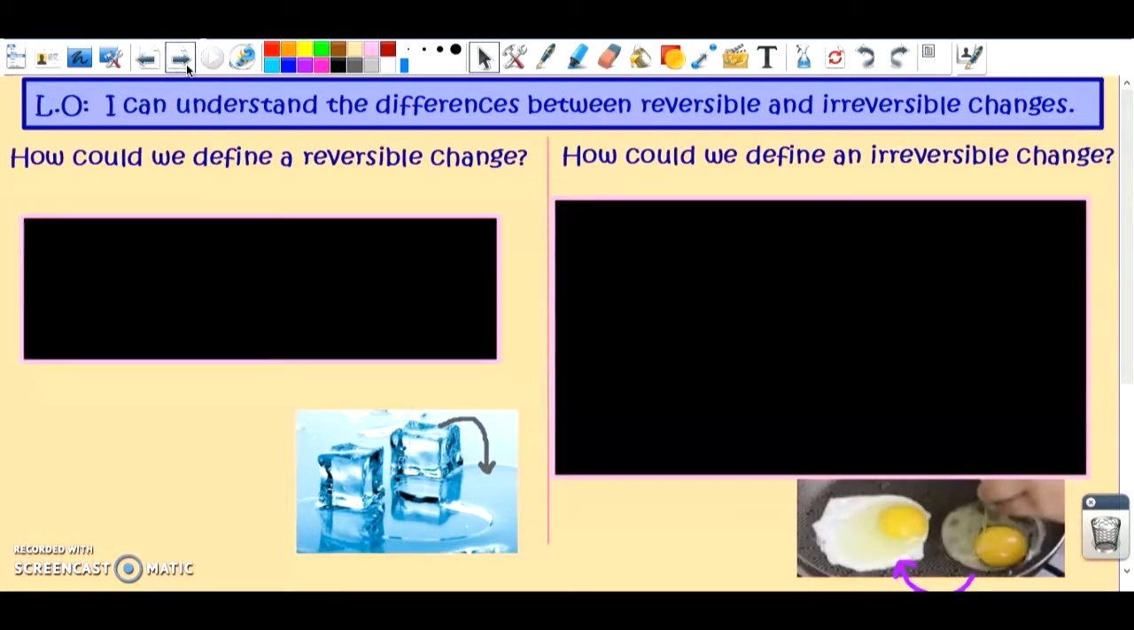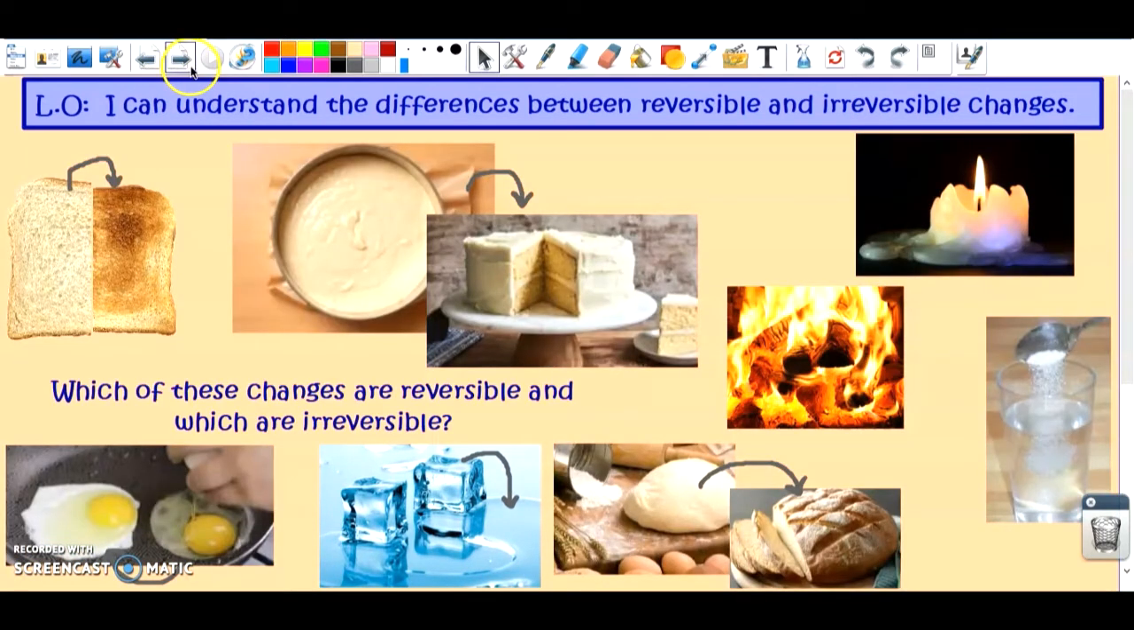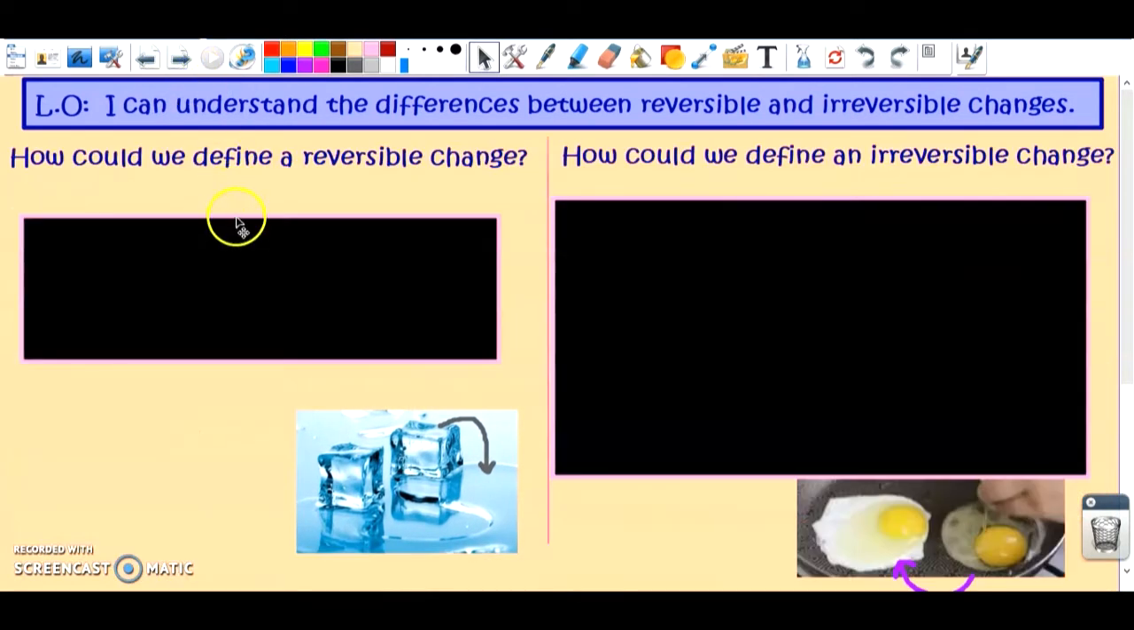So thinking about those things then, I wonder how you would define a reversible change and an irreversible change. Have a go now. I've put a couple of pictures to be able to help you, or you might even want to just go back a little bit on the video just to see these pictures again for a little bit longer. But how can we define what makes a change reversible and what makes it irreversible? Pause the video, have a go at writing your own explanation just from what we've talked about so far.